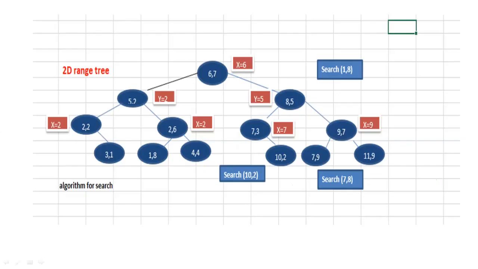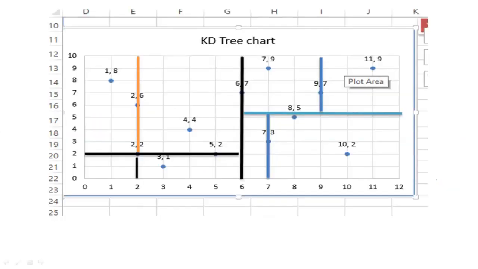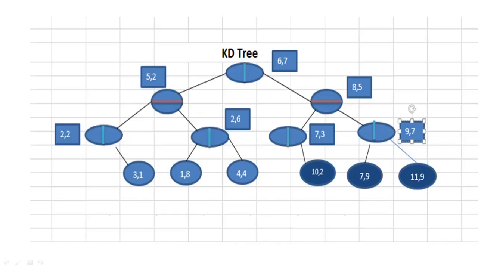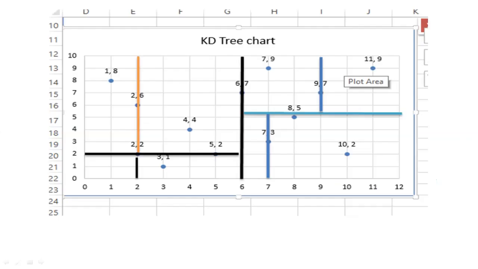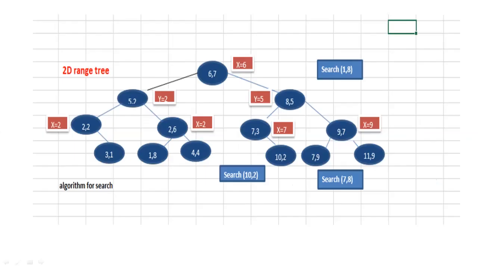That is the dimension we are using for partitioning. Like first time we go for the X coordinate, so this is a vertical split, and when we go for the Y coordinate, it's a horizontal split. So this is X, Y, X, and so on. So this is the generated KD tree. Now let us see how to perform a search operation, that is, the algorithm for search on this particular KD tree or range tree.